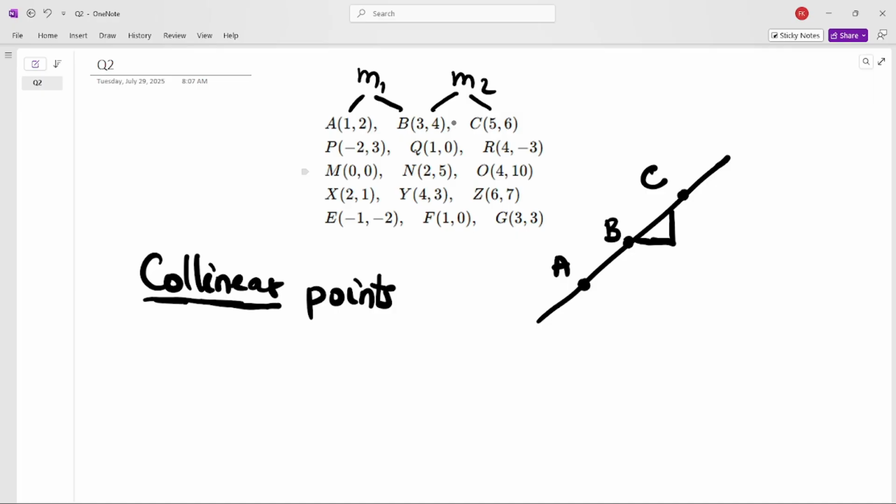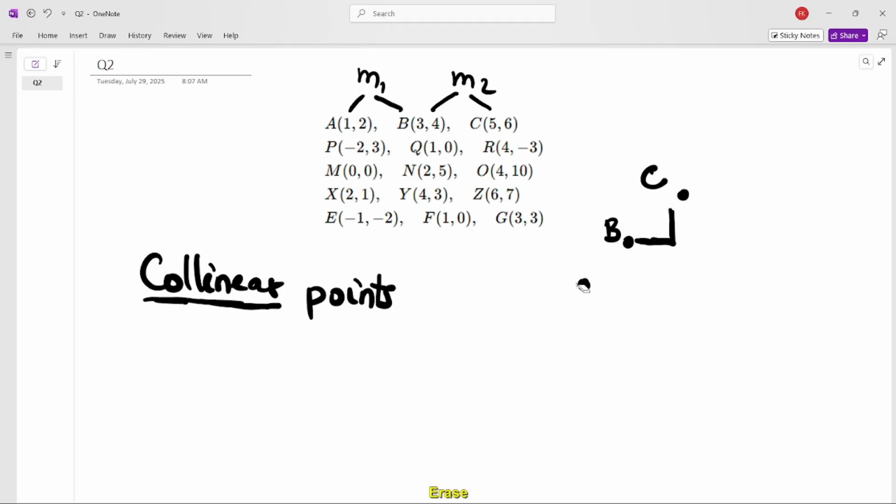Are we okay? Yes, sir. You can take AB and later take AC. Just make sure that you take 2 points at a time and solve for the gradient. Take another set of two different points and find the gradient. If they all give the same gradient, then you are fine.